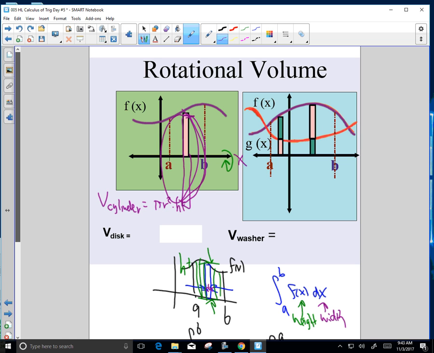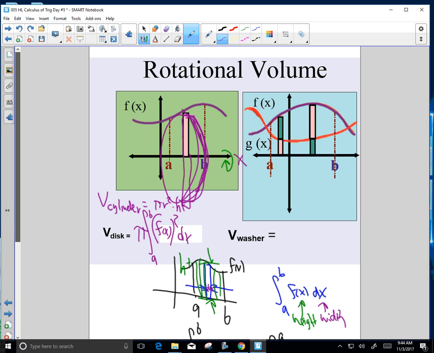So what is the width of this little cylinder? That's dx. What's the radius of this thing? The height, f of x, and it's squared. And then what do we have to multiply out in front? Pi. Pi r squared times height. And that is from A to B. That's going to be your disk method.